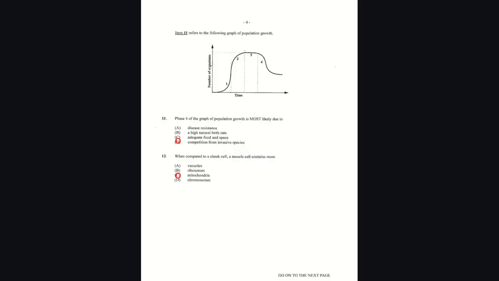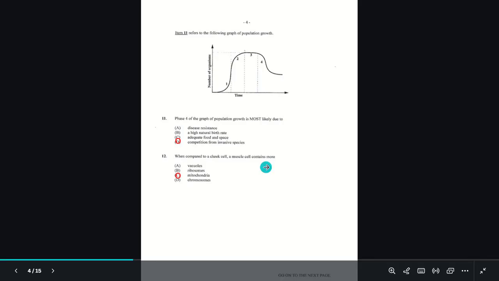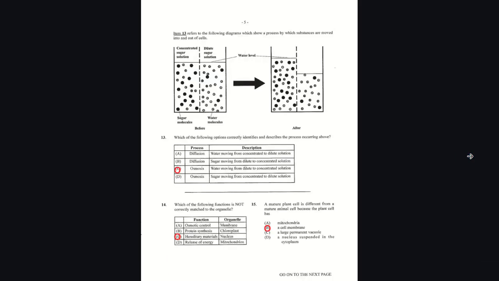Number 12. When compared to a cheek cell, a muscle cell contains more A. Vacuoles, B. Ribosomes, C. Mitochondria, D. Chromosomes. And the answer is C. Mitochondria.